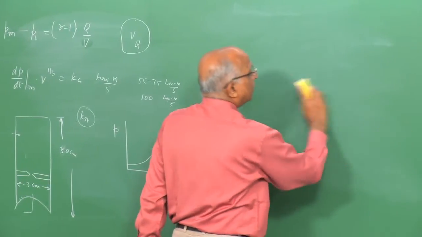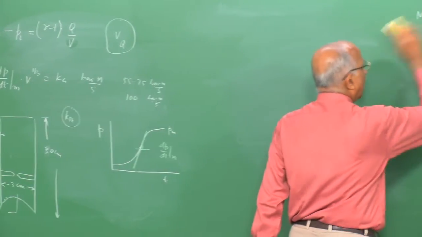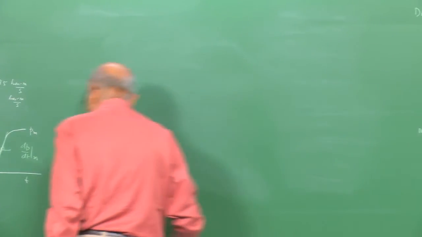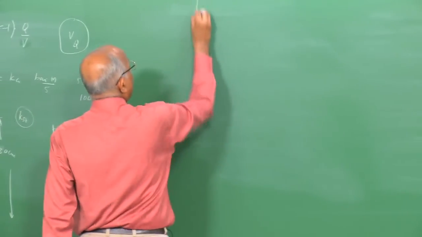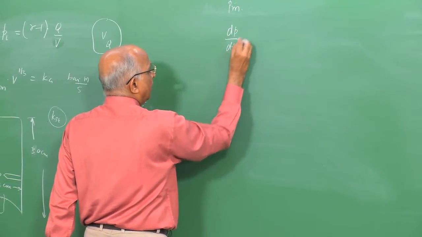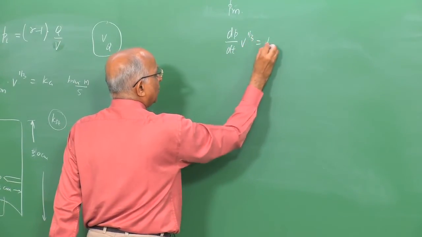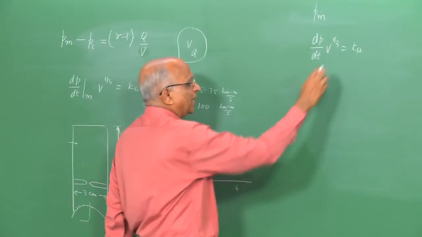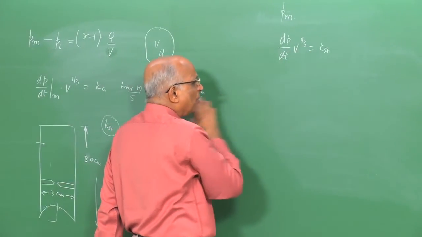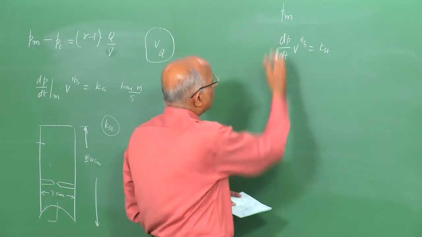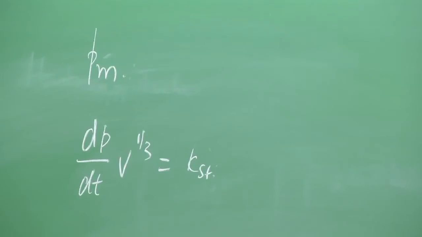Let us say the consequences of an explosion are the following. The two consequences are, well, I have a high pressure, I also have dP by dT into V to the power 1 by 3 equal to KST, because it is dust. And typical values of KST for dust are somewhat higher than for hydrocarbon gas mixtures. Let's put some values for PM and dP by dT for the dust mixtures.